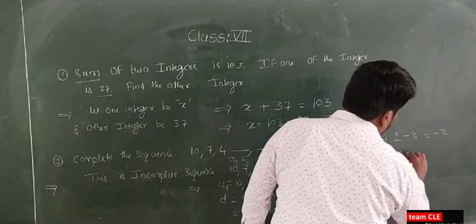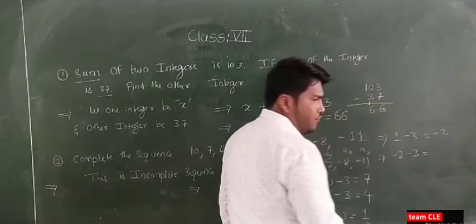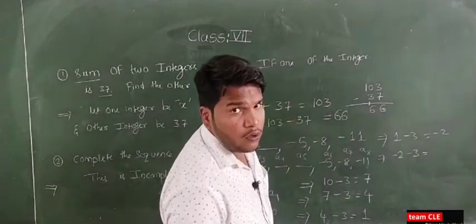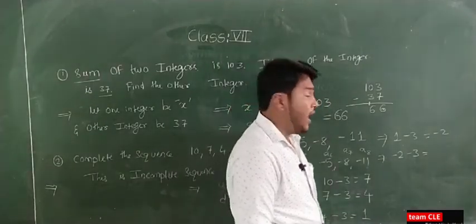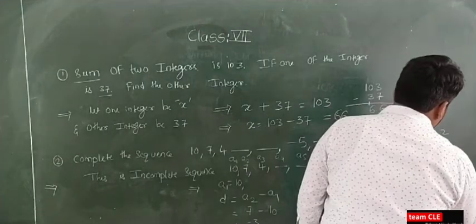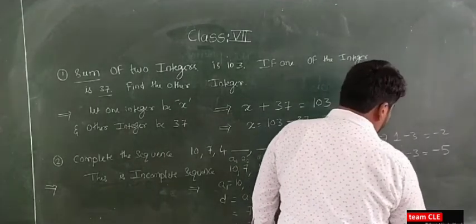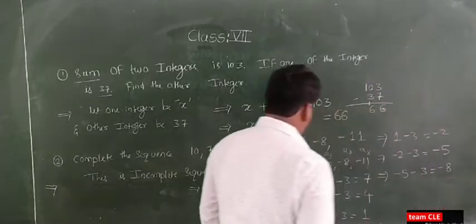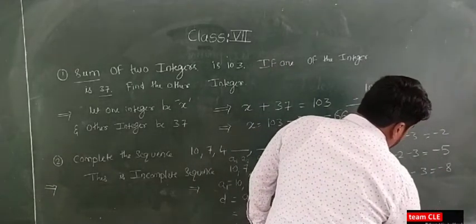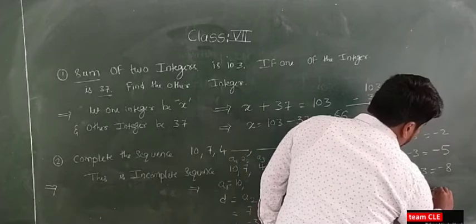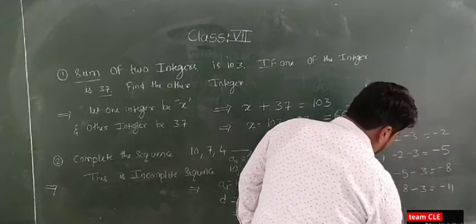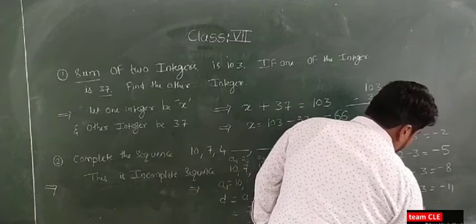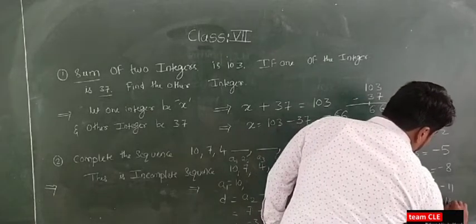Again -2 minus 3. Whenever you have two negative integers, you have to do the sum and keep the sign as it is. That is, you get -5. Next, -5 minus 3 is equal to -8. Next, -8 minus 3 is equal to -11. Next, -11 minus 3 is equal to -14.